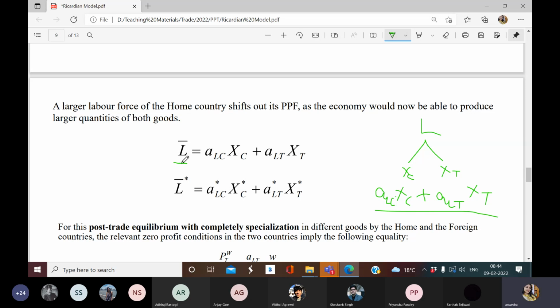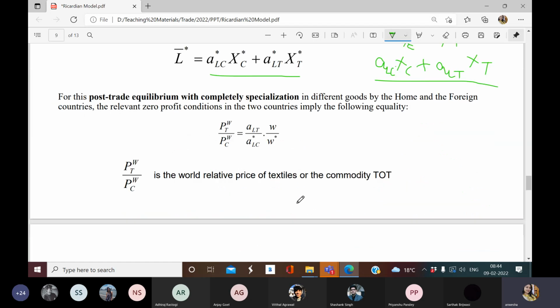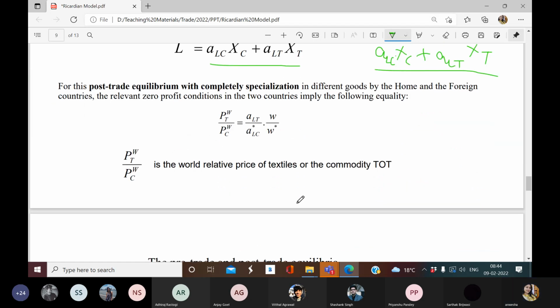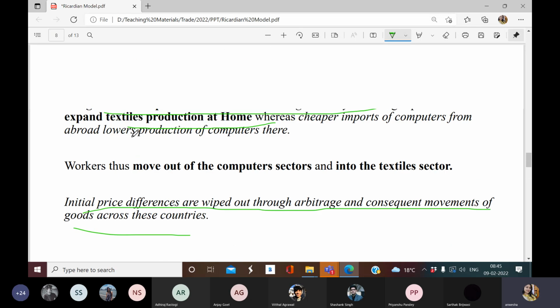Similarly, in the foreign country you can also write down the full employment condition of labor. So in the foreign country, say the labor endowment is L bar star, and the foreign country has different aIJs, so we are denoting them as aIJ star. Similarly, we can write down the full employment condition of labor in the foreign country. And you also have the zero profit conditions. Earlier we have written already.